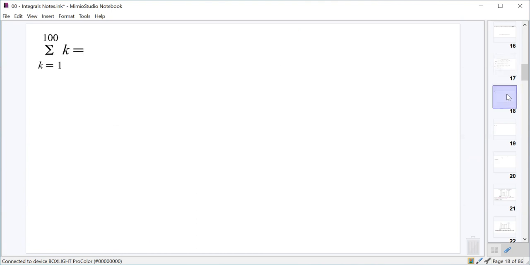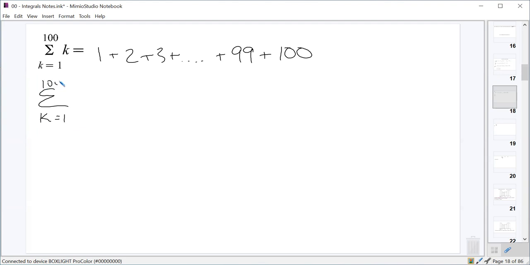Now, there's a couple of special cases for these summations that we want to know about, that we'll need to have memorized to complete a few of the problems. Here we're looking at a sum from k equals 1 to 100 of just k. Effectively, that means 1 plus 2 plus 3, all the way up to 99 and 100. We're going to use a quick little trick to find this value, because it takes quite a bit of time to actually add up all those numbers. So we're going to have another sum from k equals 1 to 100 of k.